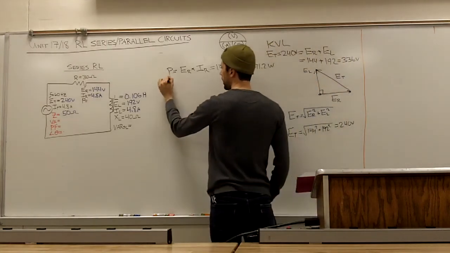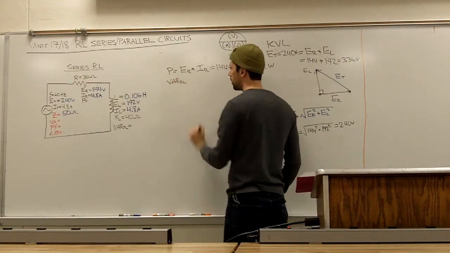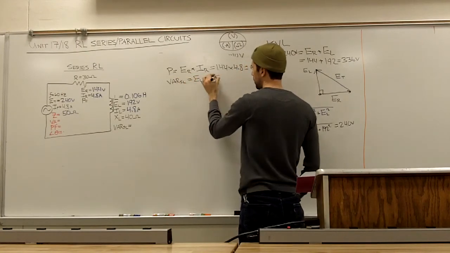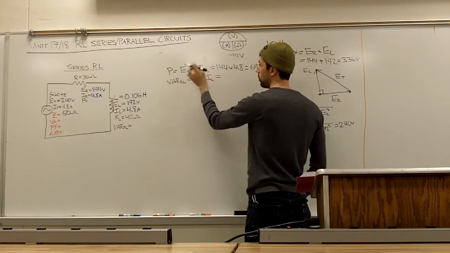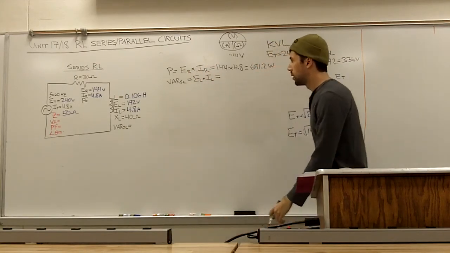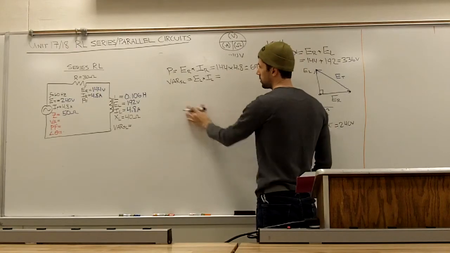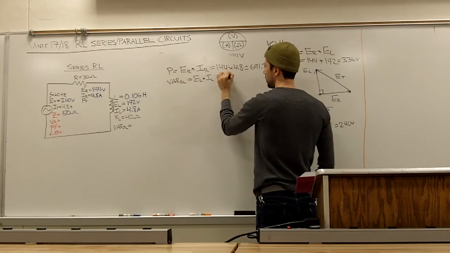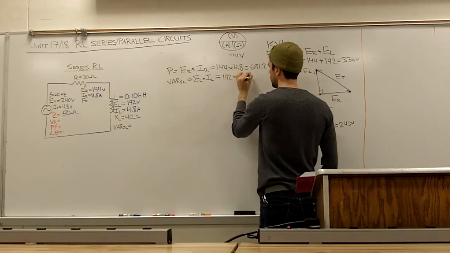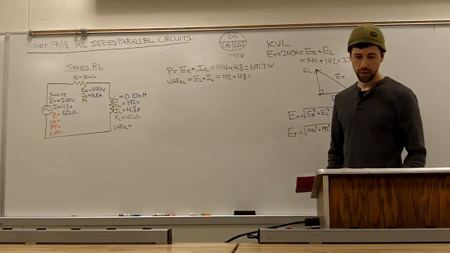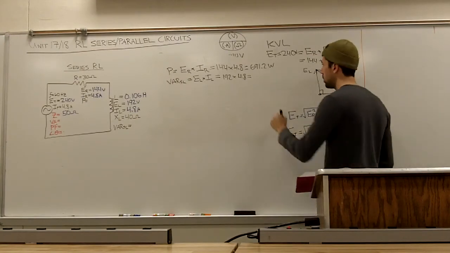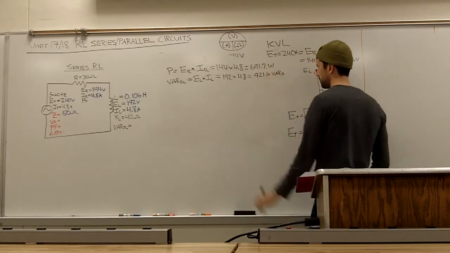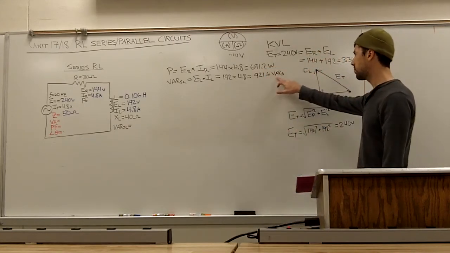Next, our inductive reactive power, VARS L, is equal to EL times IL. What you're noticing for any type of power value is always volts times your current. But depending on which volts and current you're multiplying gives you the different type of power. So this is 192 times 4.8, which gives me a total reactive power of 921.6 VARs. Remember, VAR stands for volt amps reactive.